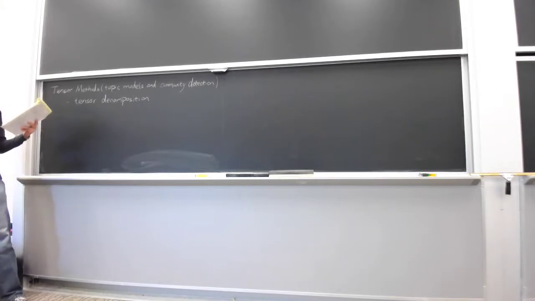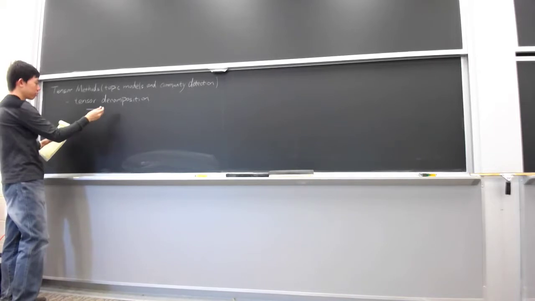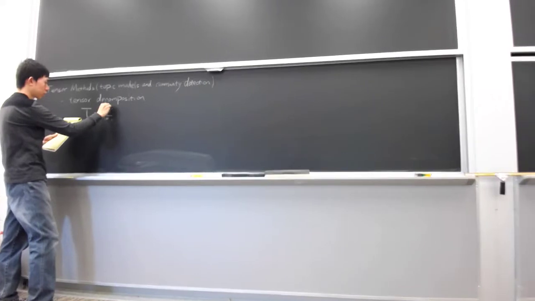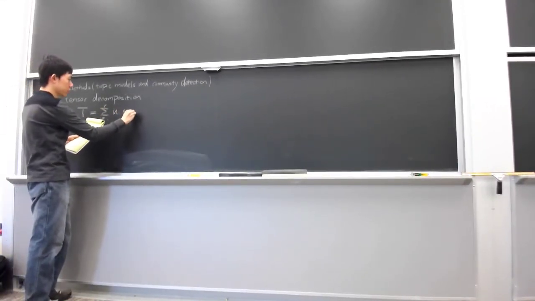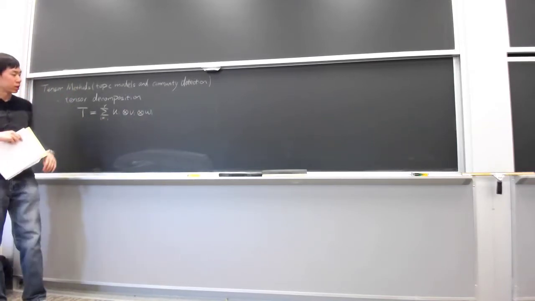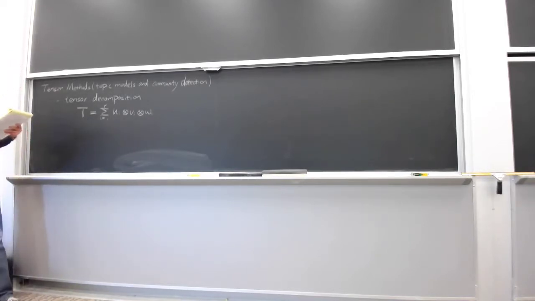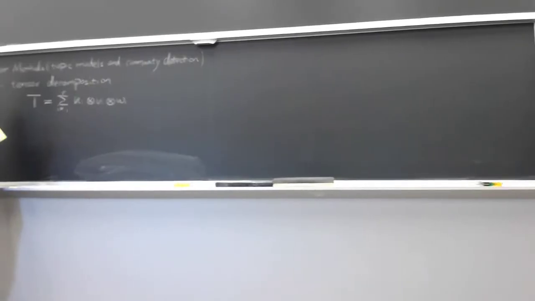So suppose we have a tensor that can be written in this low-rank form. If we have a tensor T that's equal to the sum over i from 1 to R of u_i tensor v_i tensor w_i, where these u_i, v_i, w_i are all vectors. In the tensor decomposition problem, given this tensor T, we want to find these individual components u_i, v_i, and w_i.